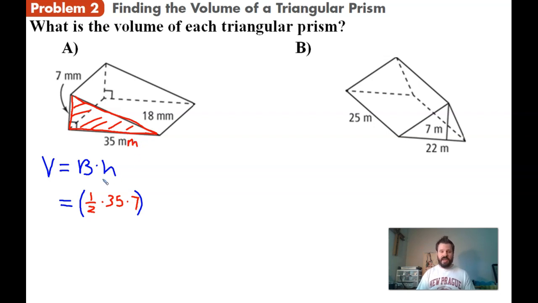And then what we'll do is multiply it by the height. We'll stack that area up 18 times, you can think of that as. Okay, so half times 35 times 7, that's going to give me the area of my base. And then times 18, that'll give me the entire volume. When I do that, I end up with 2,205 millimeters cubed, we could say.